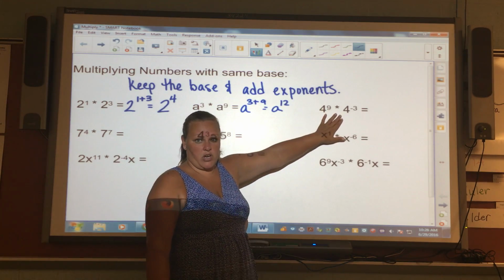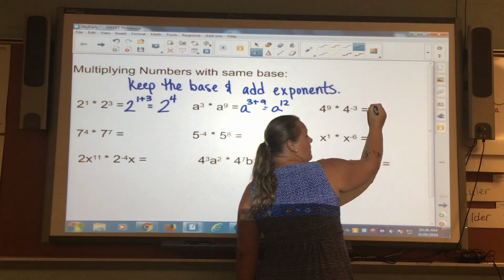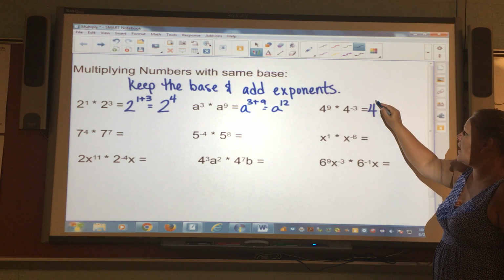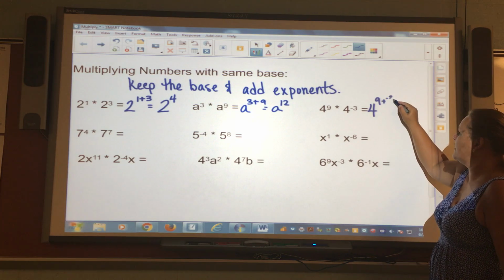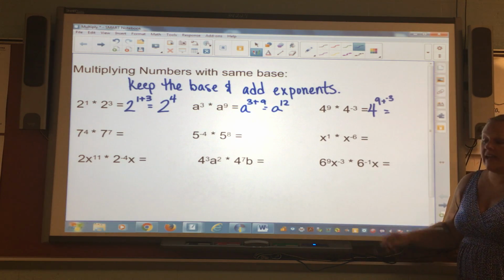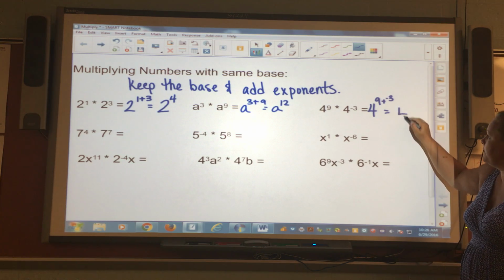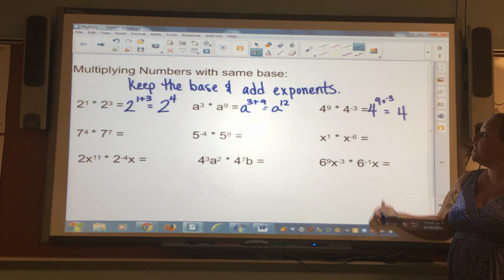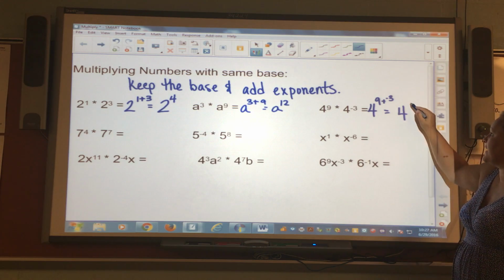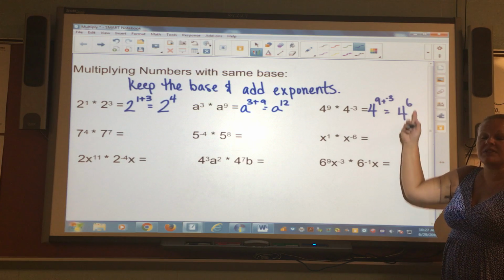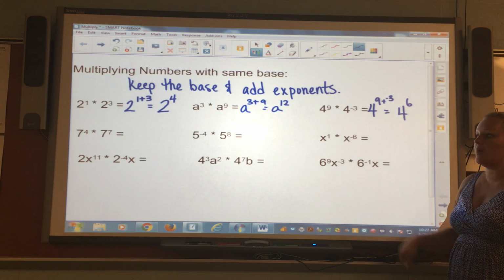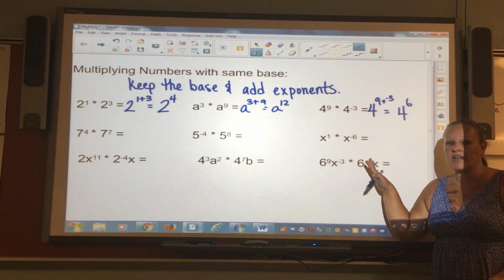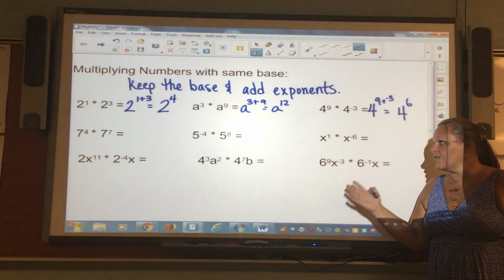The next one, we're going to keep the base 4, and we're going to add those exponents, 9 plus a negative 3. So again, keep the base 4, and here my signs are different. I have a positive and a negative, so that means we need to subtract and get 6 and keep the sign of the biggest number, so it will stay positive. So take a minute, try the next couple, and I'll be back to give you the answers.